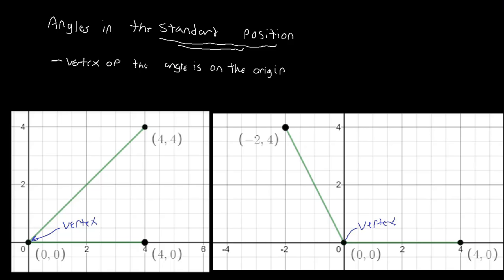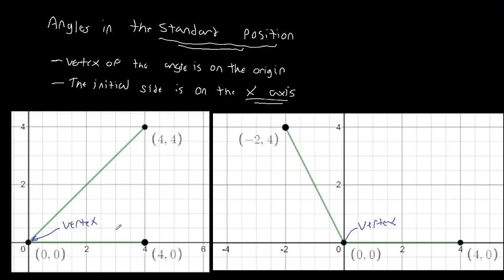That's the first part. The second part of the standard position is that the initial side is on the x-axis. So what does that mean? Well, again, let's take a look at both of our examples here.